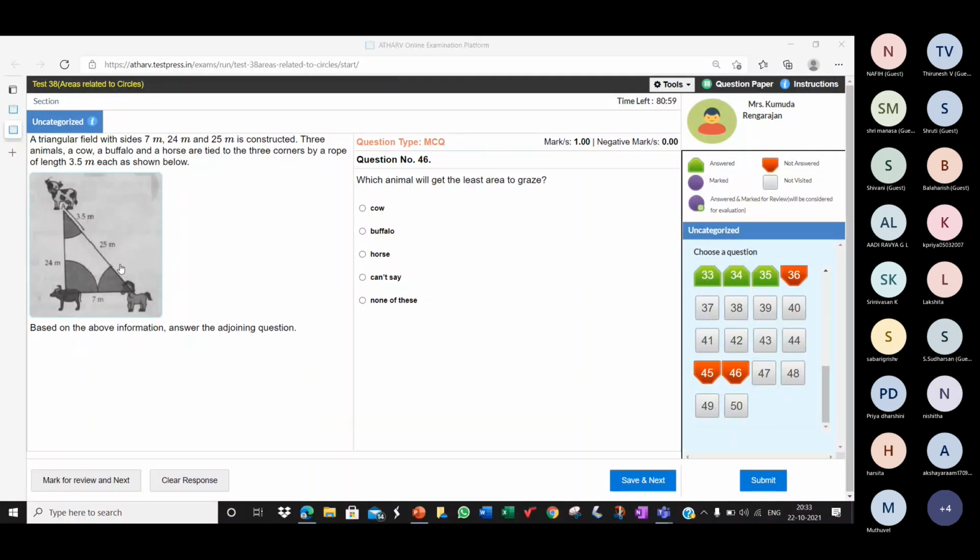So if we have to arrange the angles of this triangle in ascending order, this is the smallest side. So the vertex angle A is the smallest, followed by 24 meters, opposite to that is the horse. So followed by angle C and followed by angle B. Ascending order, I'm saying small to big: angle A, angle C, angle B.